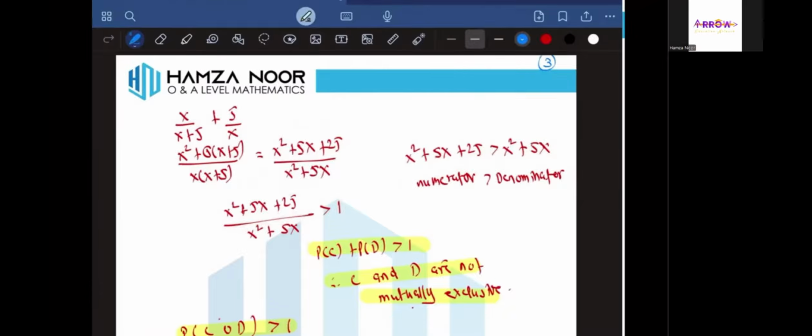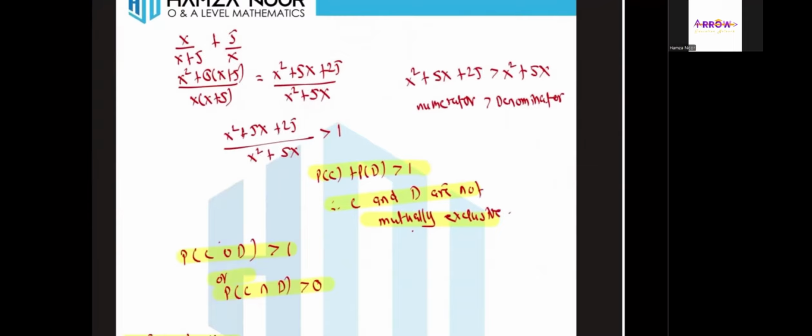Wonderful. So therefore, we can say that the probability of C plus probability of D is more than 1. We have established the fact that the probability of C union D is more than 1. Or you can also say that the probability of C intersection D is greater than 0, since the probability of C plus probability of D is more than 1.